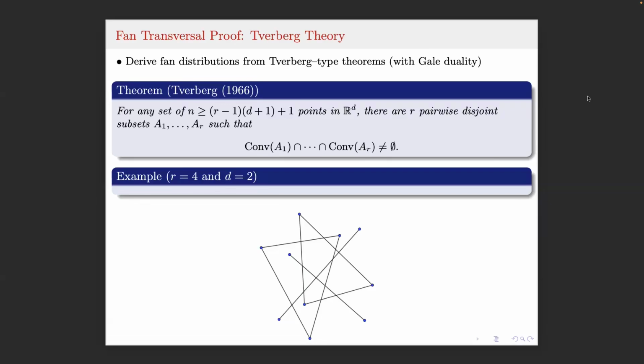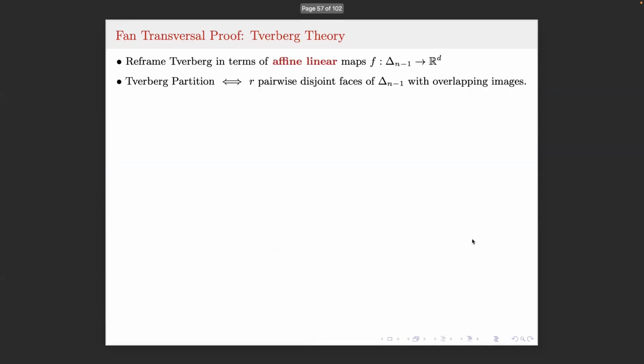So here's a picture when r is equal to 4 and d is equal to 2. Tverberg's theorem is saying that we have 10 points in the plane. And the claim is you can divide those 10 points into 4 sets. The 4 sets are disjoint, but the convex hulls all overlap. And that is what's going on here. This set, and the convex hulls of these 2 triangles. I should also say that the case when r equals 2 is Radon's theorem. If you look at any set of d+2 points in R^d, you can divide them into 2 disjoint sets with overlapping convex hulls.